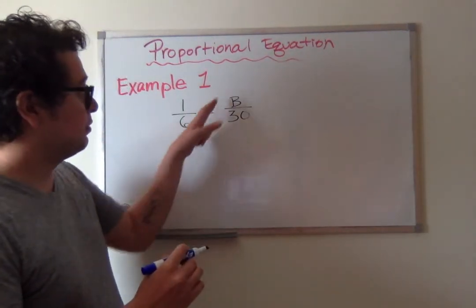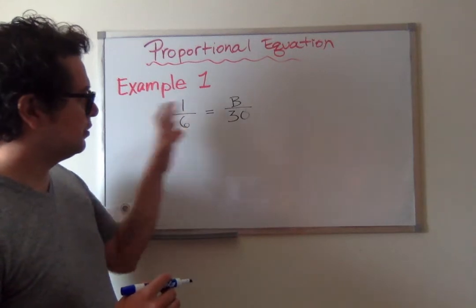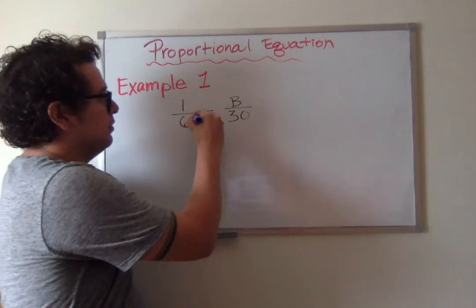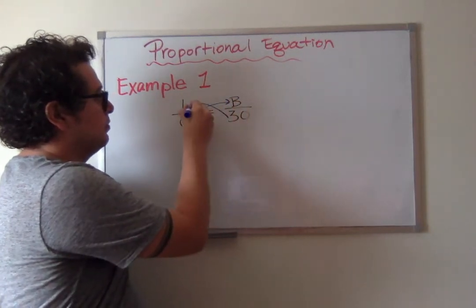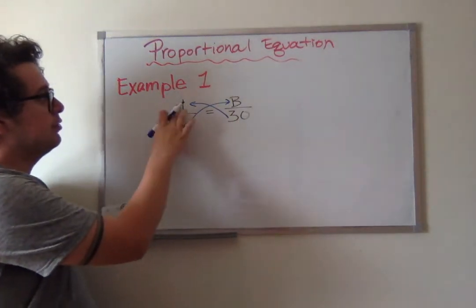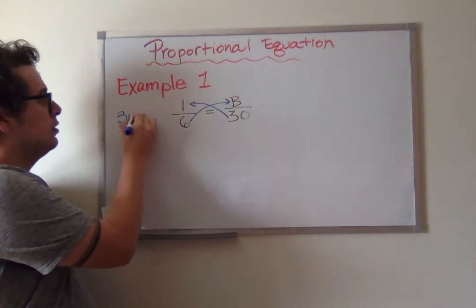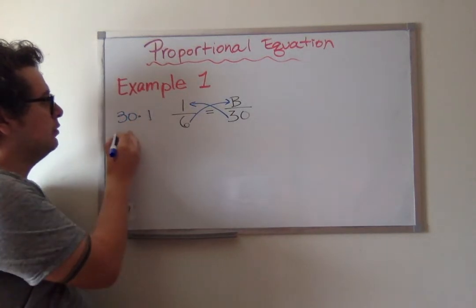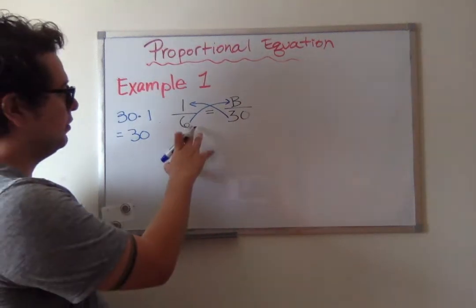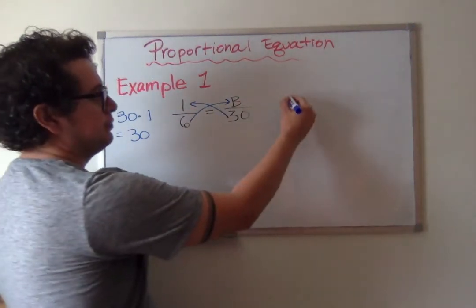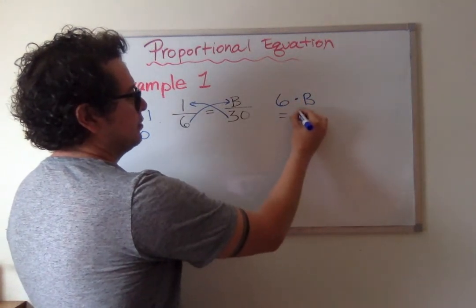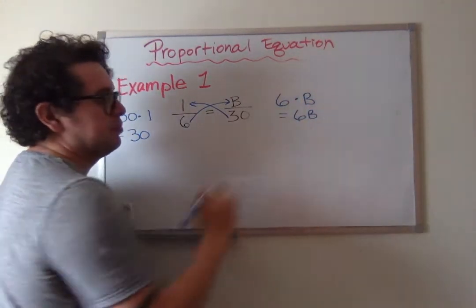So I have 1/6 is equal to b over 30. Okay? So we've got two fractions and they're equal to each other. There are different ways of doing this, but I like to just go ahead and cross multiply. When we cross multiply, we take our 30 and multiply it with 1. So it's 30 times 1. Well, that equals 30. And when I do the same thing over here, 6 times b, well, that just equals 6b, right? 6 times b.